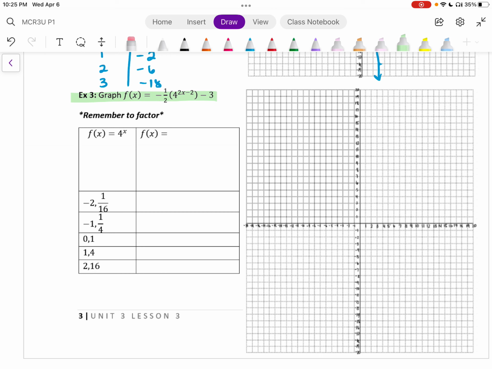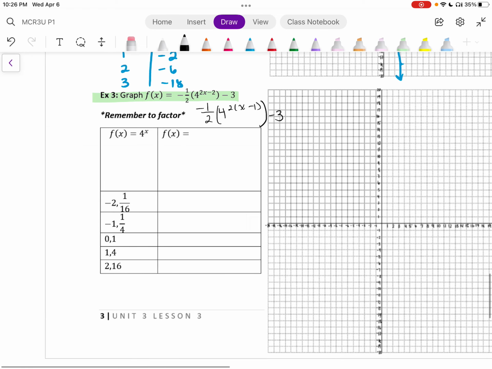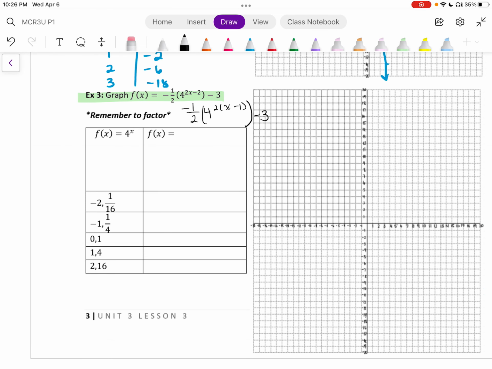We have quite a bit going on here, but the first thing you always need to do is remember to factor. So this is going to be negative 1 over 2 times 4 to the power of 2x minus 1, close bracket, minus 3. Now what I'm going to do is I'm going to go find my A, K, C, and D values. Those are really important. So let's go ahead and do that.